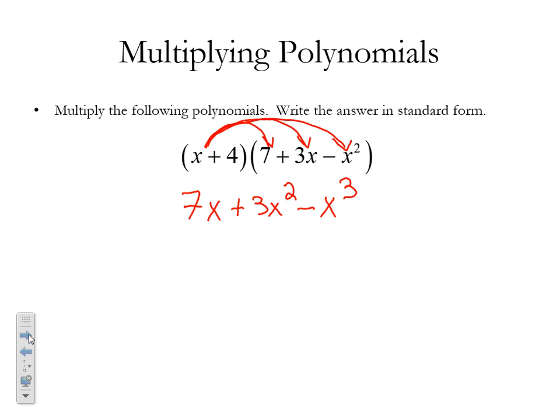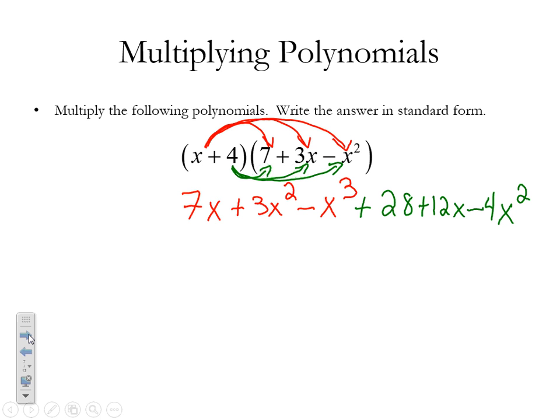Now we have to do the same thing with 4. 4 times 7 is 28, so plus 28. 4 times 3x, we're going to get plus 12x. And 4 times a negative 2x squared, we're going to get negative 8x squared.